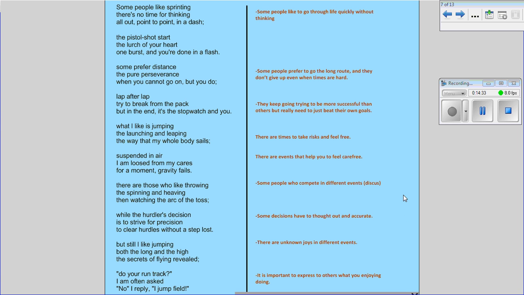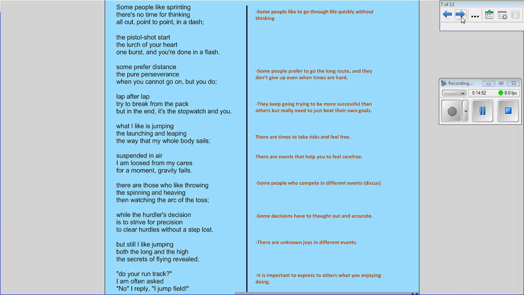So as you can see, although this poem may seem like it's just about track or specifically about jumping, there's a lot more to this poem than just jumping. It actually has a lot of life meaning behind it.